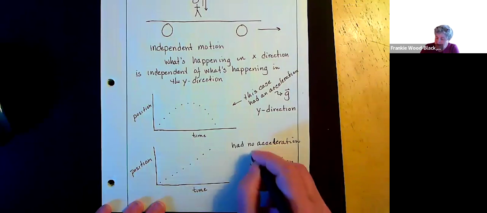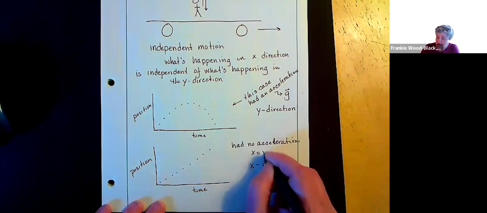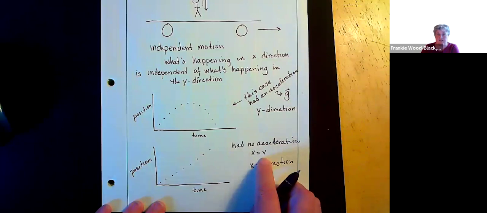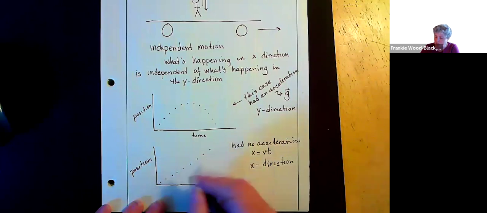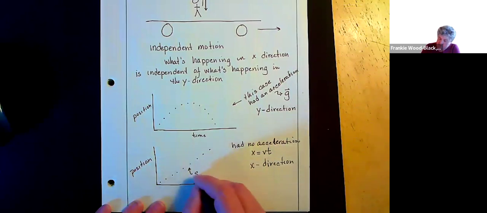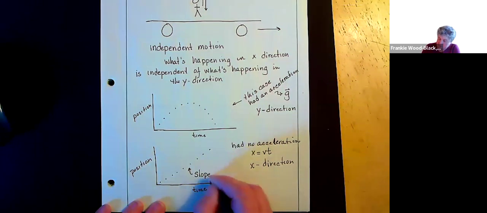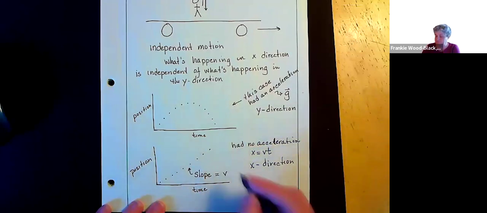So in this case, my x position was equal to the constant velocity, because there was nothing there to change my velocity, times time, and the slope of this line was going to equal my constant velocity.